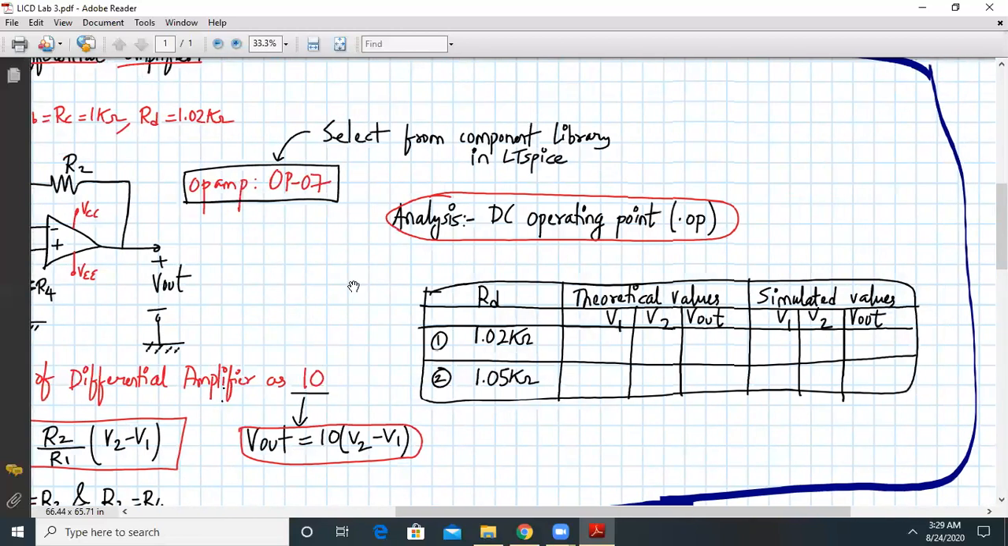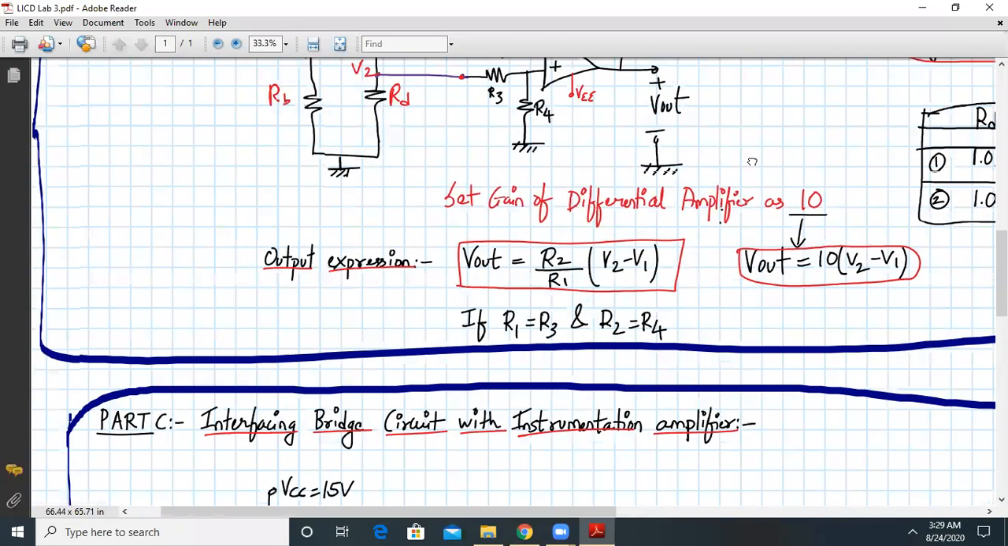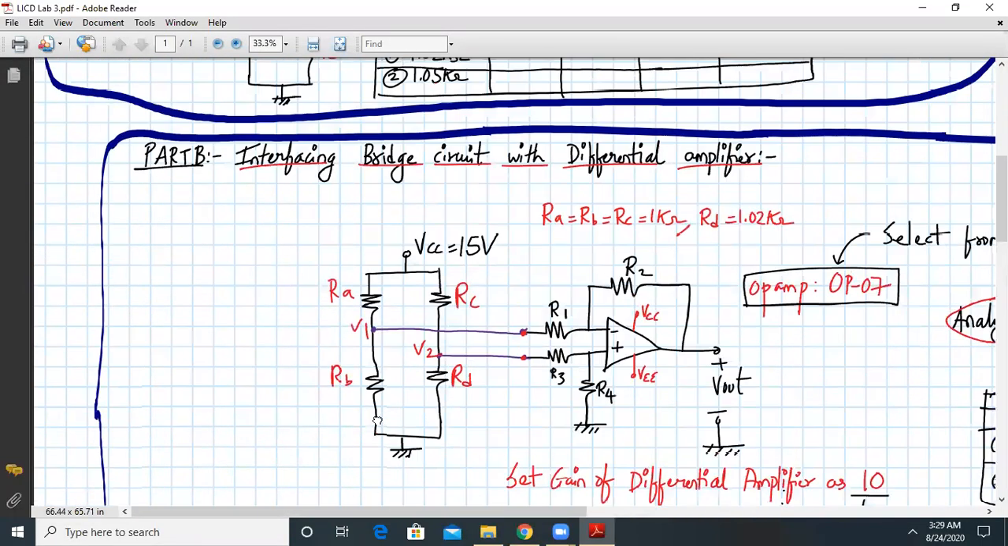RD can be 1.02 kilo ohm in the first case, and 1.05 kilo ohm in the second case. You note down the values of V1, V2, Vout, and the simulated values also. I mean, calculate the theoretical values and note down the simulated values of V1, V2, and Vout. And this was about part B.